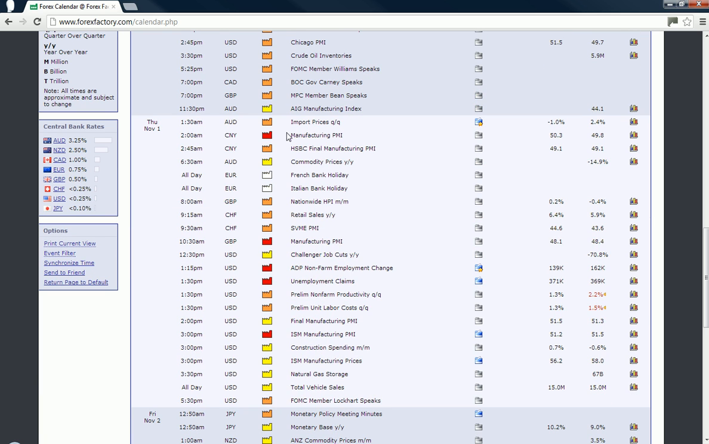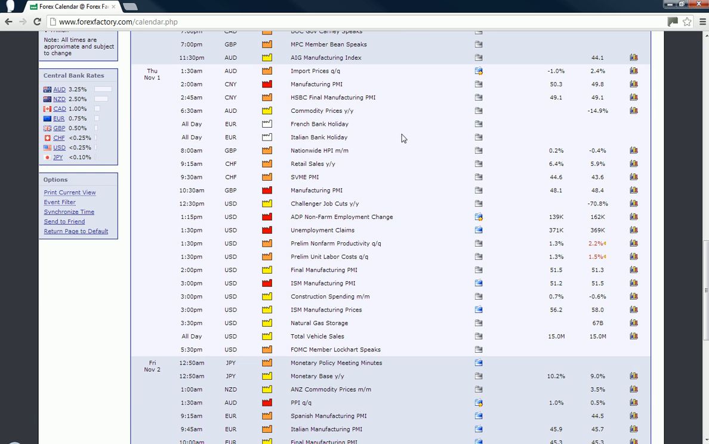On Thursday we have overnight Chinese manufacturing PMI. That's always interesting to have a look at in terms of risk appetite, because that does affect pretty much all the markets, especially Australian dollar and Euro dollar as well. And at 10:30 we have UK manufacturing PMI data forecast at 48.1. At 1:15 we have the ADP non-farm employment change data, and we have the weekly jobless claims as well. And a big piece of data at 3 PM, because it will be the start of the month. We have ISM manufacturing PMI forecast at 51.2 from the previous 51.5.